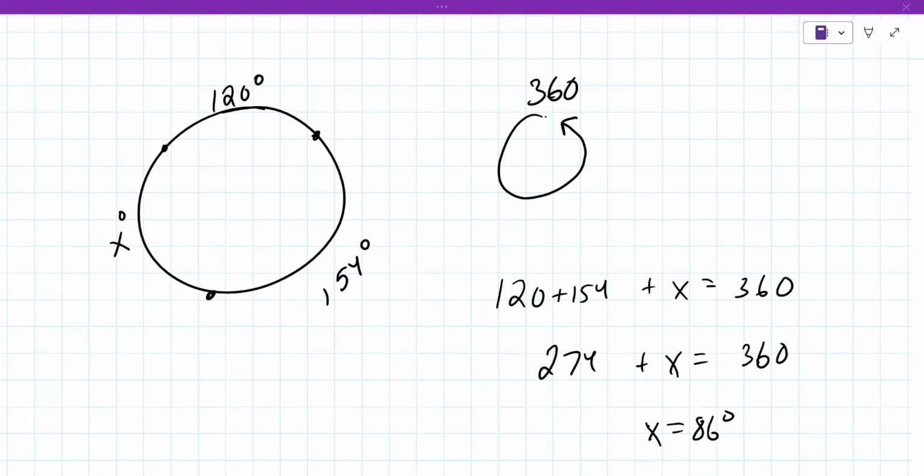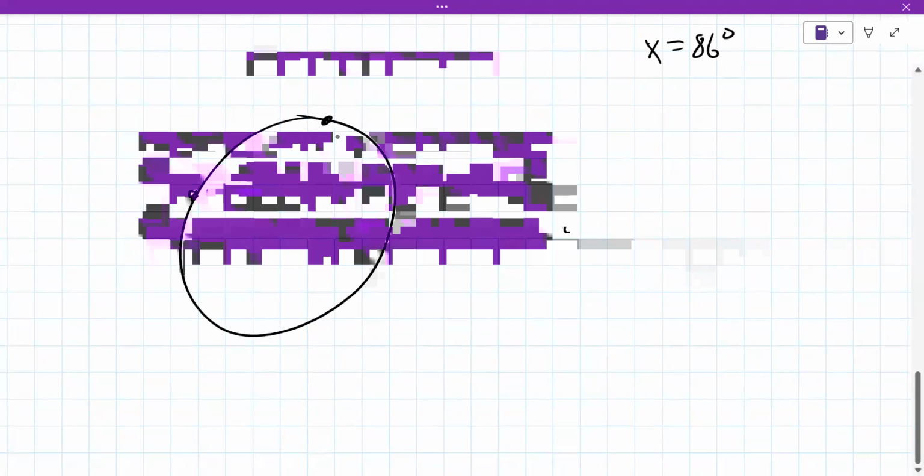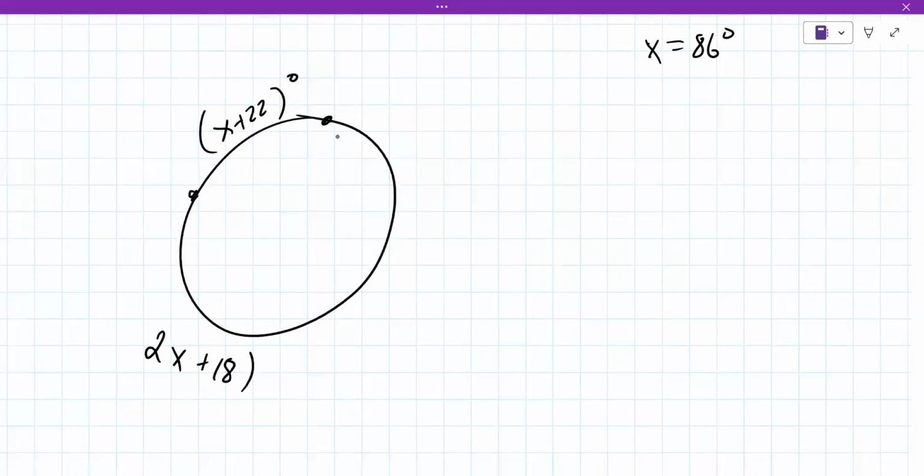Yep. Okay. So we're going to do another problem like that. Let me just double check the numbers before I give it to you. Okay. So here we go. We got another circle here. X plus 22 degrees. 2x plus 18 degrees. And the last one over here is 3x plus 20 degrees.